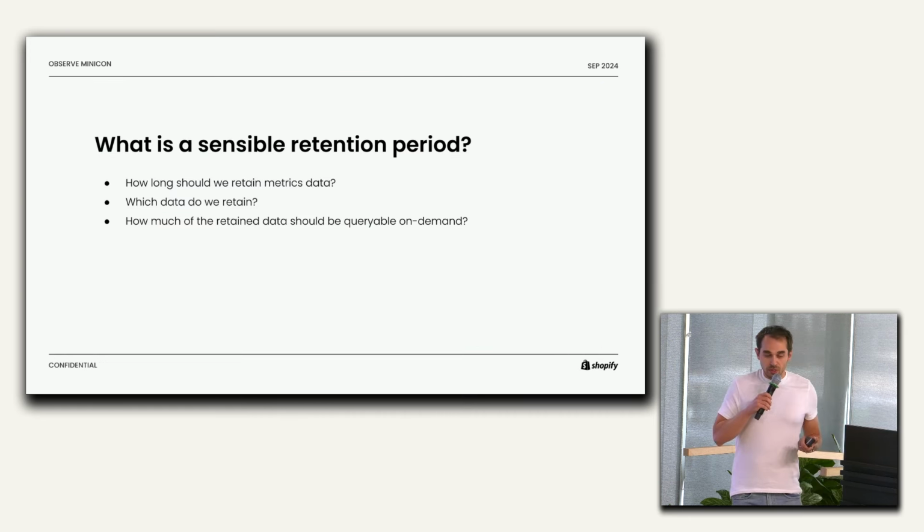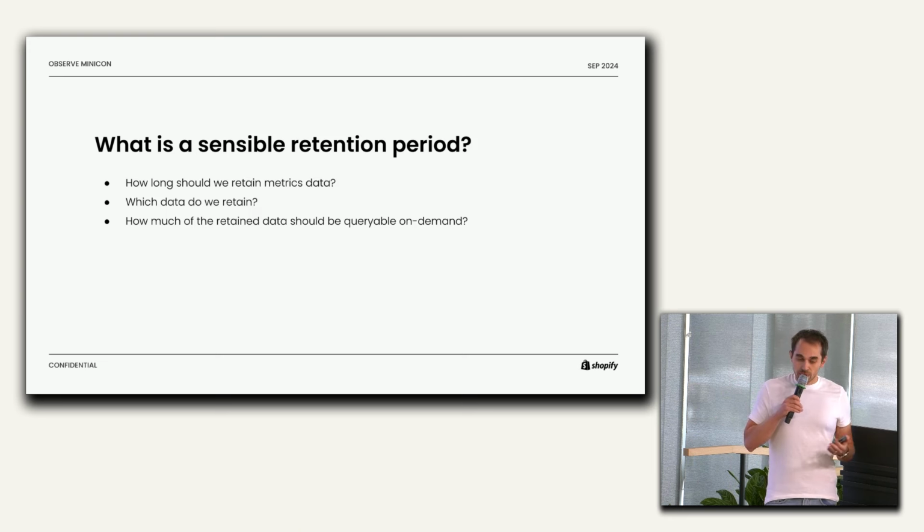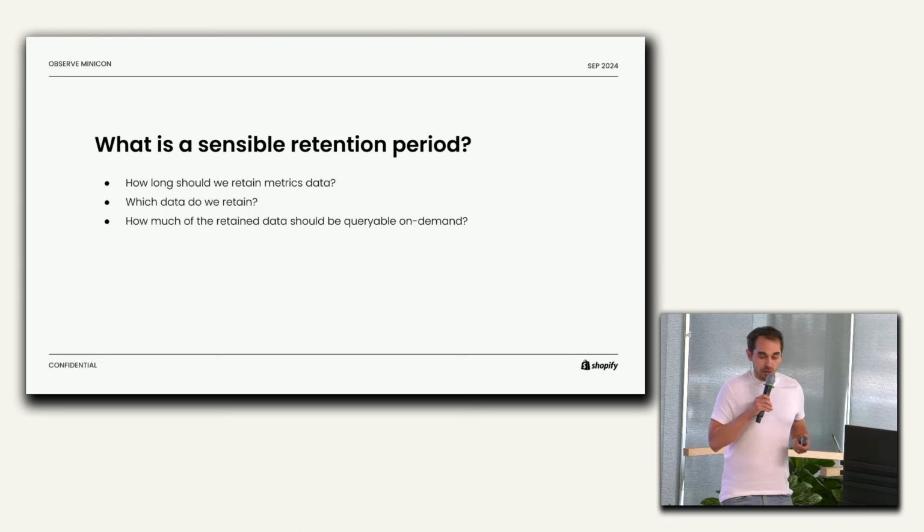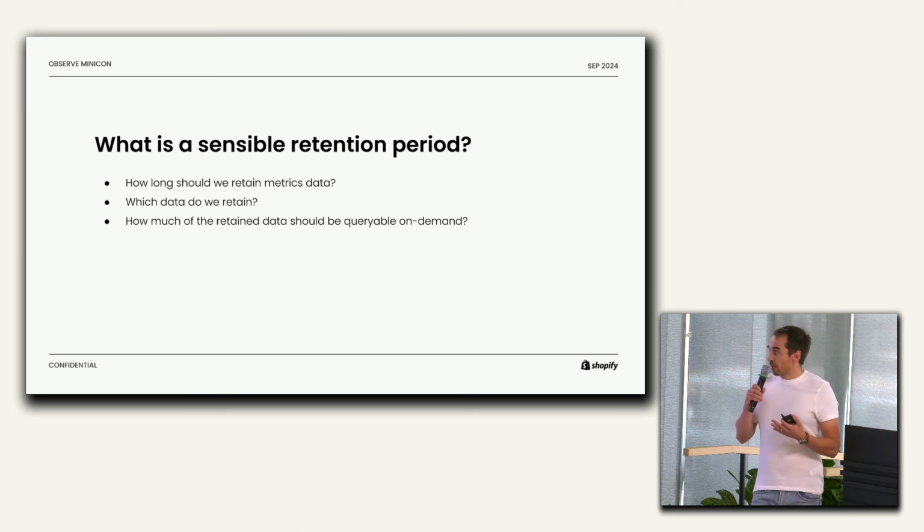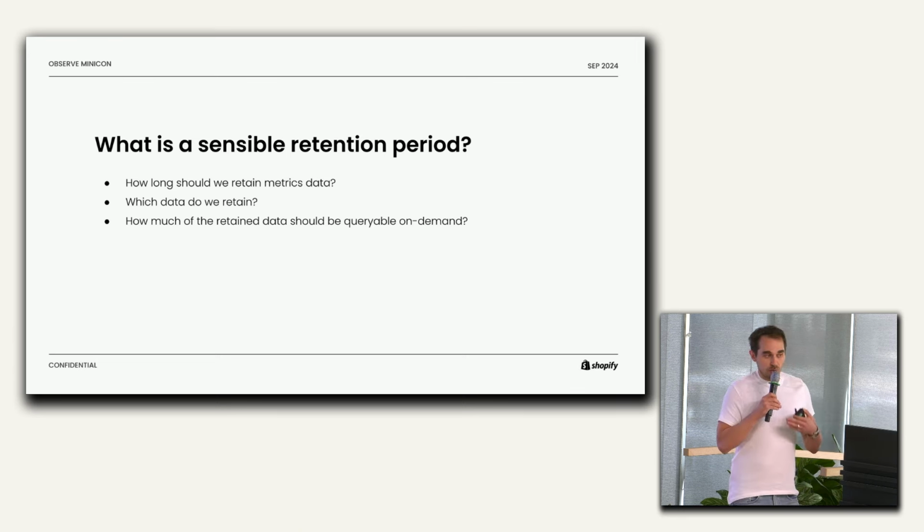And of course, the question is then, what is a sensible retention period? Is that a few weeks, a few months, a few years? Should all of this data be retained forever? Can we delete some of it after a while? And finally, how much of the data should be queryable on demand? Do we need to have all of the data in some hot storage? Can we have it in cold storage and index it later on as users demand it? We've answered those questions differently as we've developed the system, and we'll see where we've arrived today.